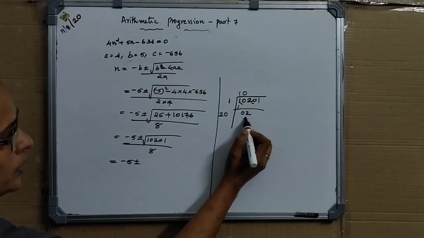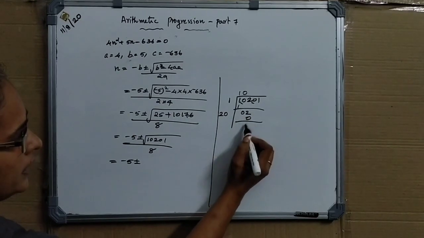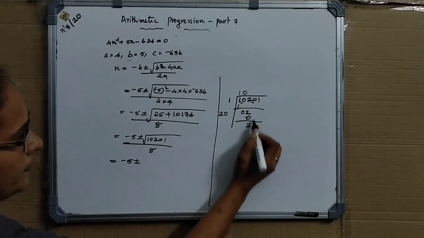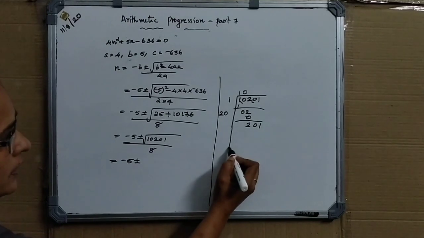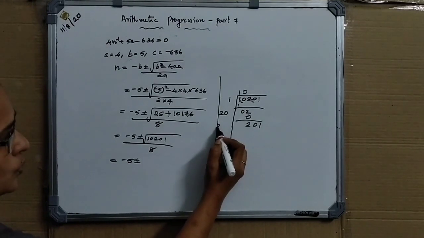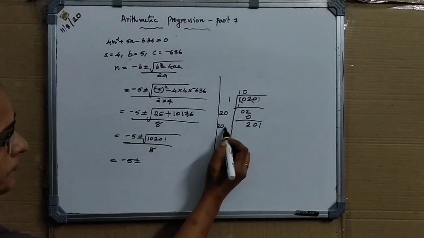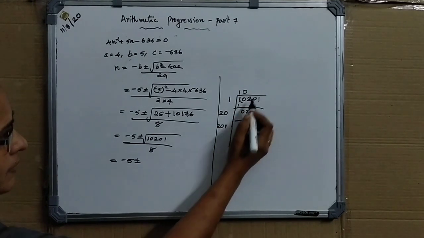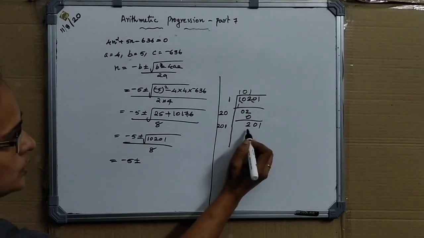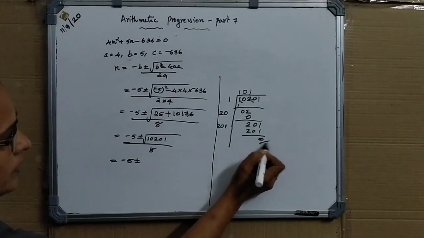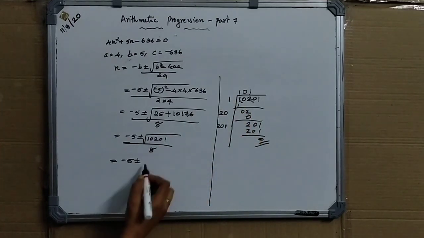So 0 into 20 we get 0. Again 2 minus 0 is 2. Bring down the next pair. Then 2, that is 20. Then something is to be added. That number is 1, because 1 into 201 is 201. Now you can see that the square root is 101.